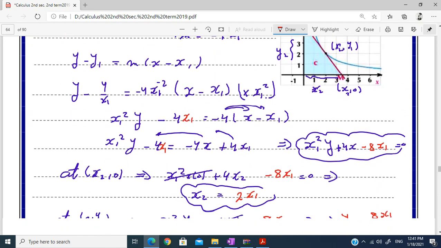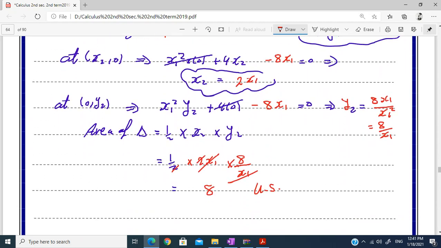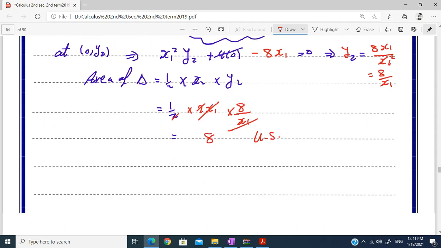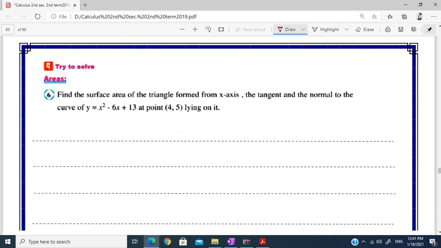This is the mistake in the problem. So let's move to another one.